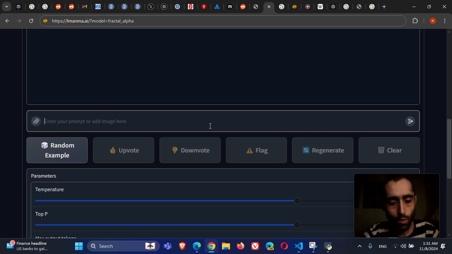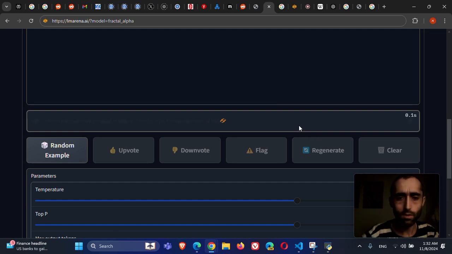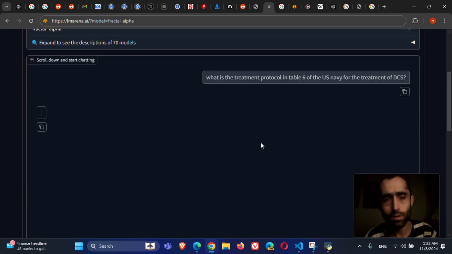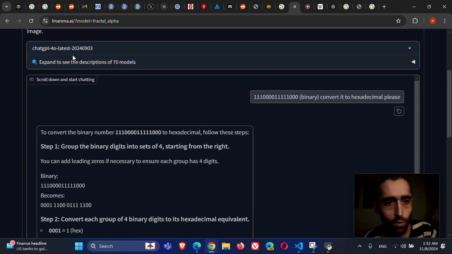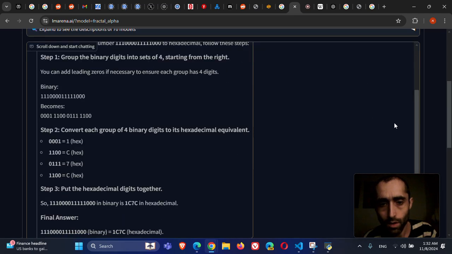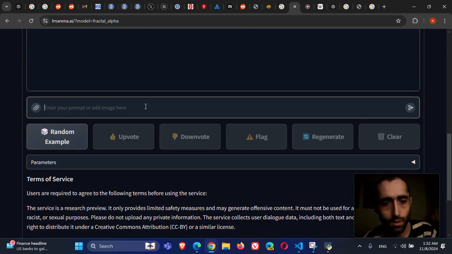What is the treatment protocol in table 6 of the US Navy for the treatment of decompression sickness? Okay, this is a very hard question. I don't remember any model that gave me the right answer. Let's try to give it to another model, Claude, the newest one, which is a very good model. So let's see the answer here.